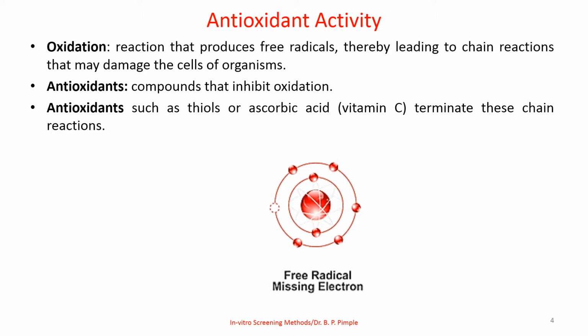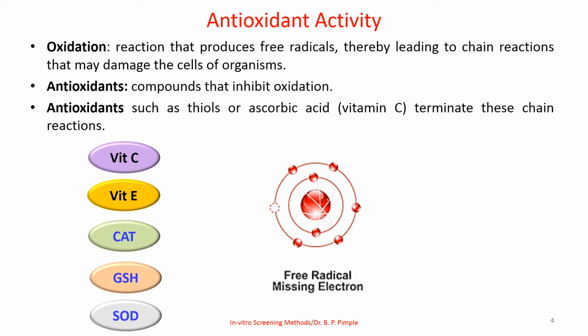In other words, suppose this is a free radical which is missing an electron. The antioxidants externally administered are, suppose, vitamin C, E, or thiols and other fruit juices. Even our body has antioxidant enzymes like catalase, glutathione, and superoxide dismutase. These enzyme levels can also be elevated by yoga or pranayama, or even by consumption of certain antioxidants. These enzyme levels also increase.